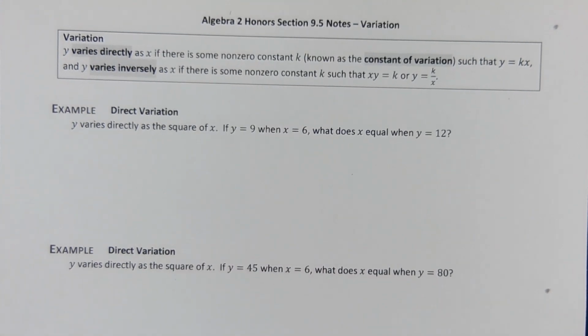This last unit is called variation, and I don't actually know why it's in this chapter, to be honest with you. I kind of see it because half of it might be considered rational functions. You see, variation describes how two variables are related to one another. Either one goes up or the other goes down. Excuse me, I said that.